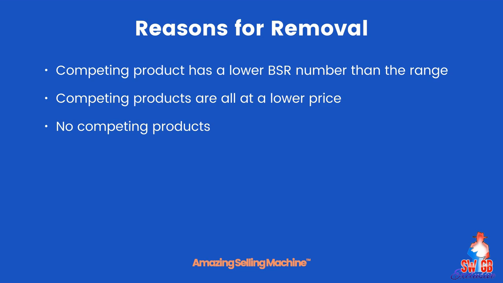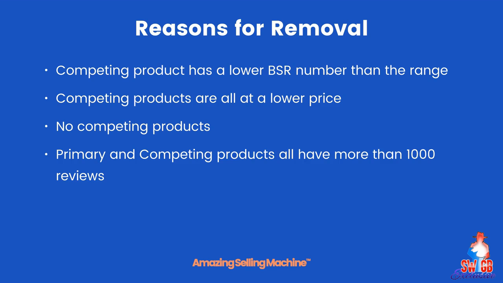No competing products. Essentially, if you run the search for competing products and there aren't any inside our BSR range, then that is another reason you would remove your primary product, because there simply isn't enough demand. Your primary and competing products all have more than 1,000 reviews. And again, we'd remove our primary product from our list because that number of reviews is going to make it very difficult to compete. So let's go online and get started.